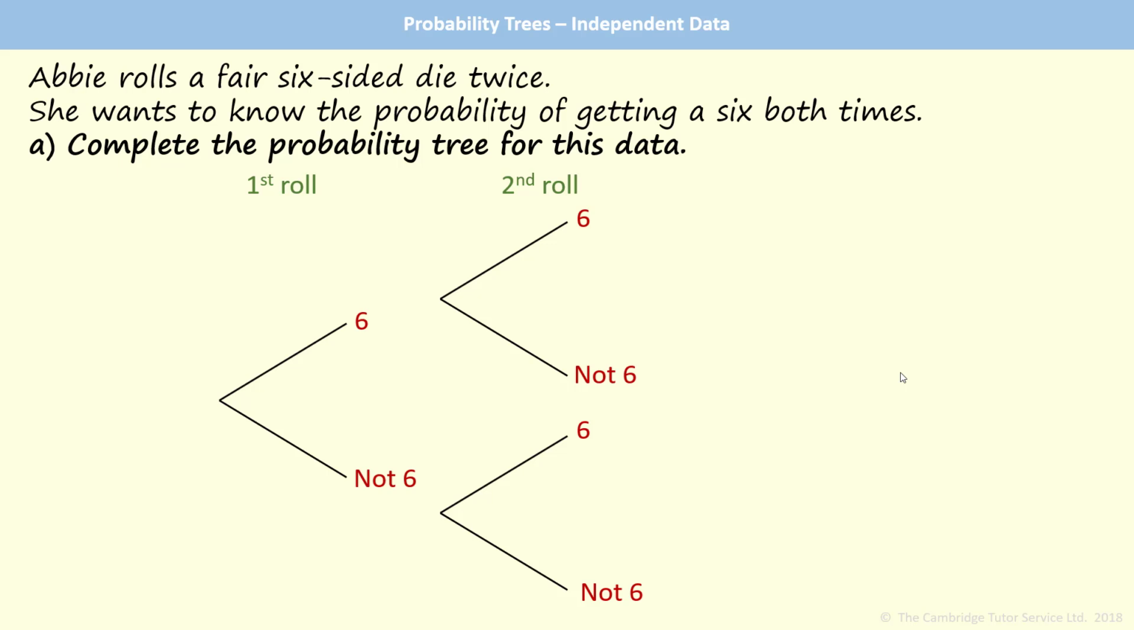Looking here at how to use probability trees, we're starting with independent data. This is where the first lot of probabilities won't affect the second lot. Here's an example of that type of question.